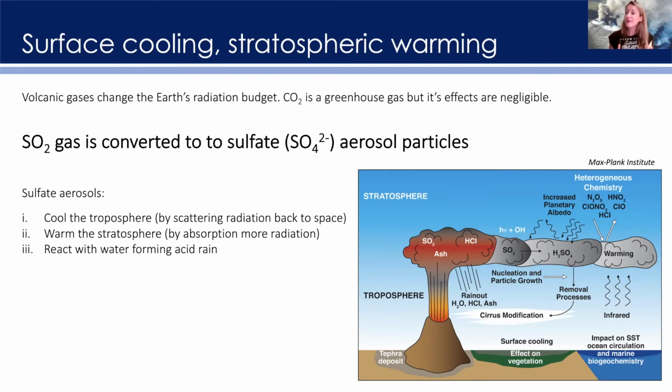If volcanoes erupt, but the plume doesn't reach the stratosphere and remains in the troposphere, then the lifetime of SO2 and sulfate is much reduced. We're talking 1 to 3 weeks. Here, the major hazard is reactions between the sulfate aerosol particles and water, as this can form acid rain. Right, next slide, please.